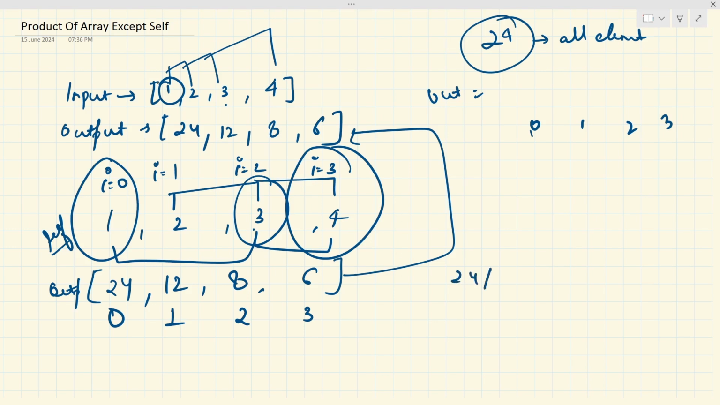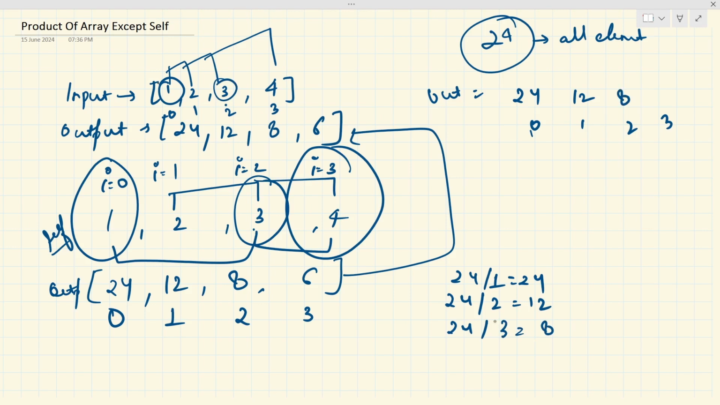So if I divide 24 by 1 for the 0th index, we will get 24. Now for the 1 index, what is the value at the 1 index? Let's make indexing as well: 0, 1, 2 and 3. For the 0 index, the value is 1, so 24 divided by 1 is 24. For the next one, 24 divided by 2 is 12, so the value at the first index is 12. For the second index, the value is 3, 24 divided by 3 is 8, so this will become 8. And 24 divided by the third index value, which is 4, gives 6. So this is our final output.